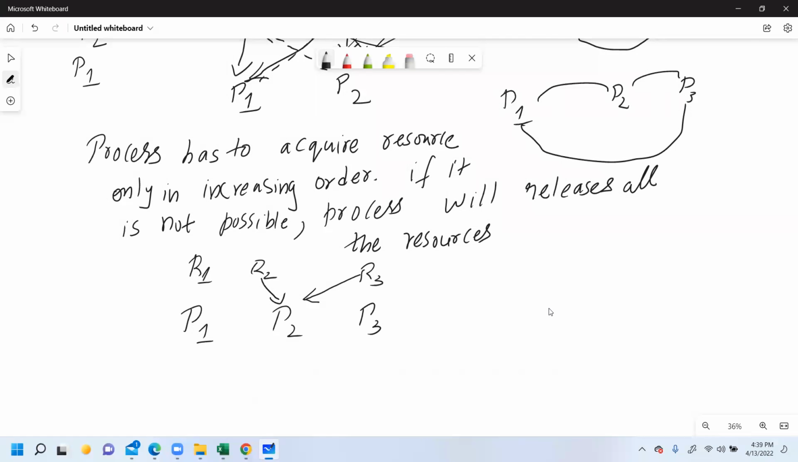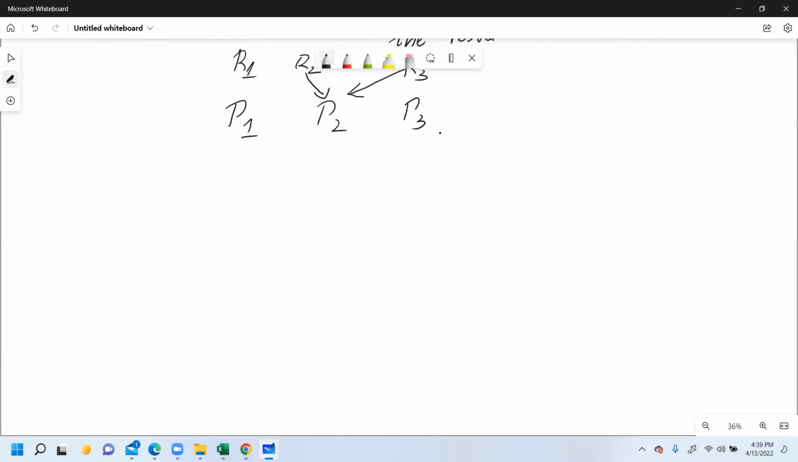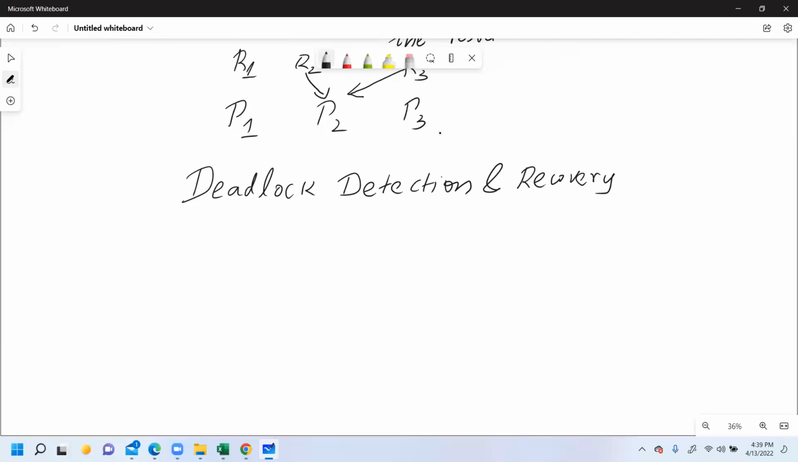Okay, so this is the deadlock prevention strategy. Another strategy I was telling about is deadlock detection and recovery. This is a very simple detection method. Of course, once deadlock has happened, we can find it through the graph. So through the graph, we know that the deadlock has happened. This is a very simple algorithm. What is the simple algorithm?